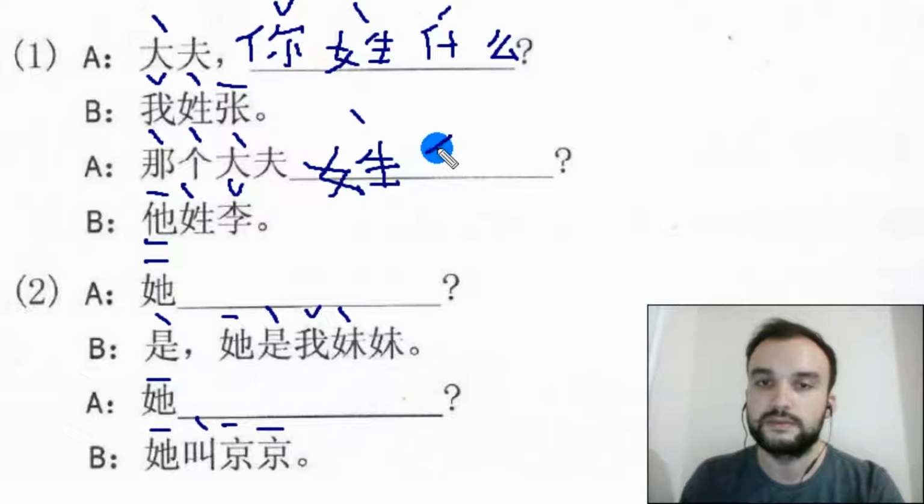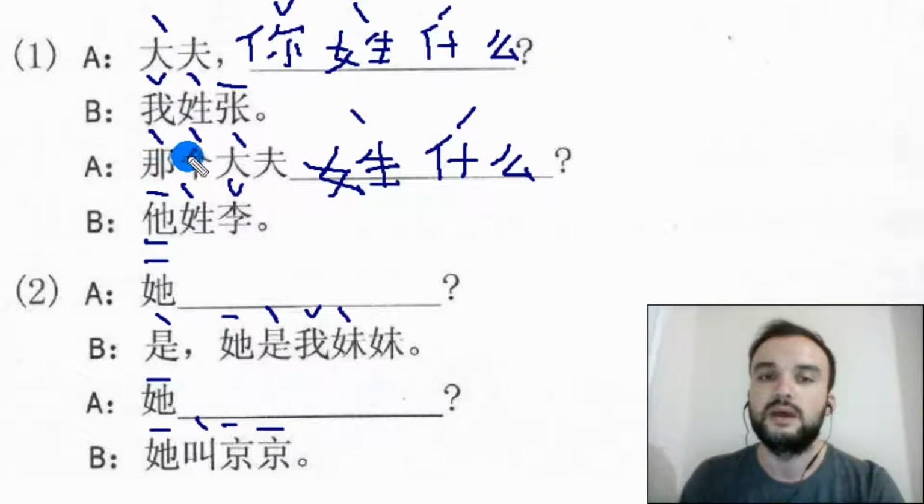Xing. 什么? 哪个大夫姓什么? What is that doctor's surname? What is that doctor's surname? Ta Xing Li. Ta Xing Li. His surname is Li. Okay, the first dialogue is like this.